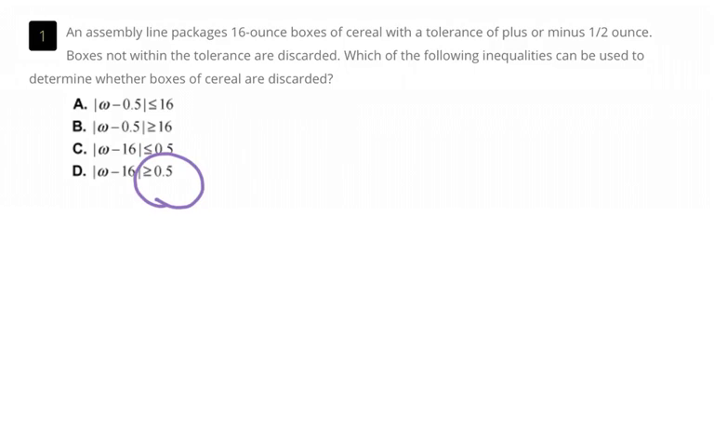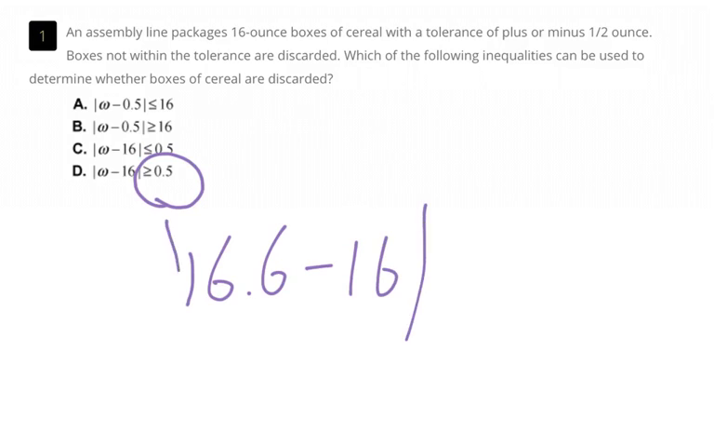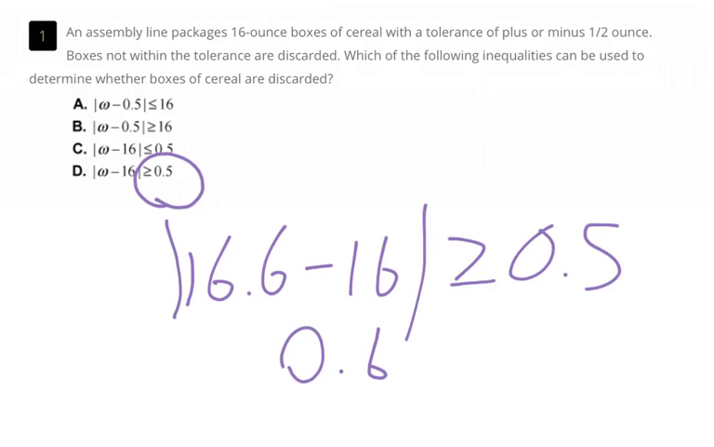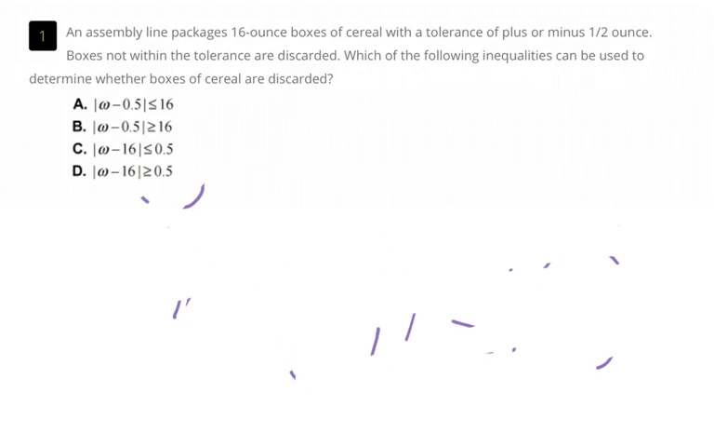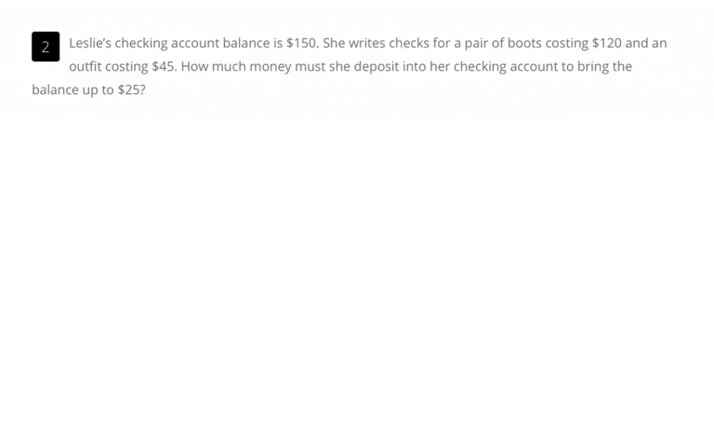You can plug 16.6 and 15.4 to check. So let's try this. Let's say we put 16.6 in here, minus 16, so that would give us 0.6. And that is greater or equal to 0.5. So that one works. Now I know that one wasn't very clear, so let's go to the next one.